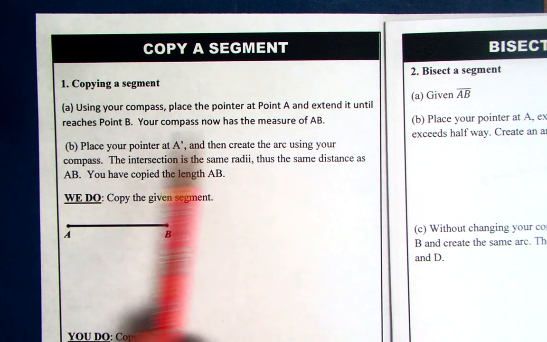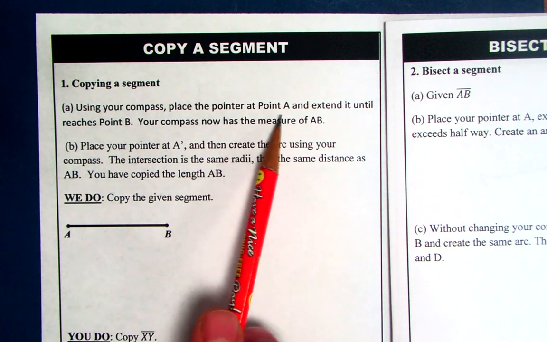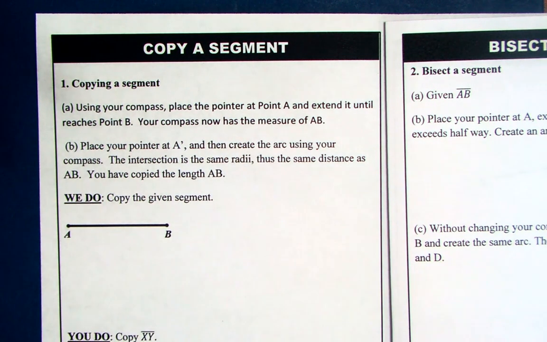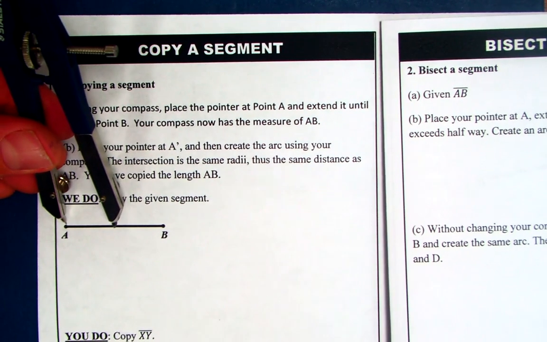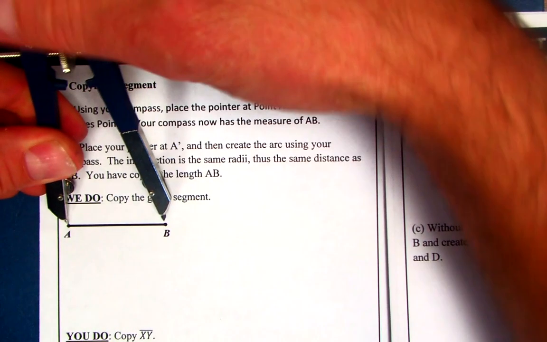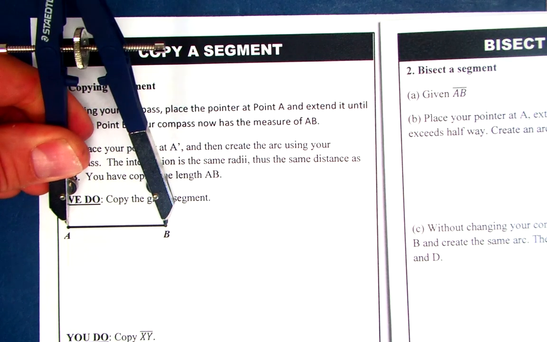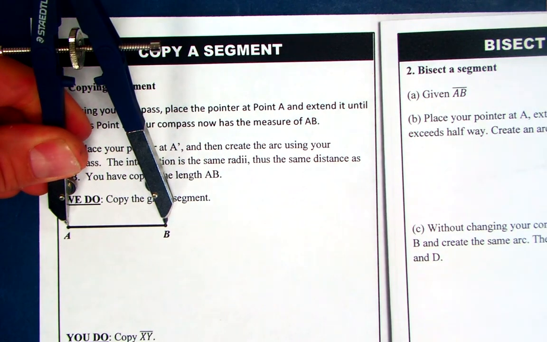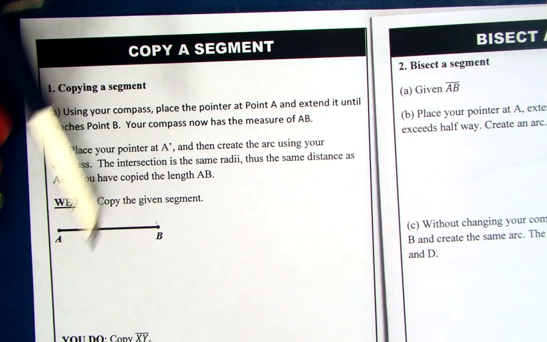We're going to use a compass. We're going to place the pointer at point A and extend it until it reaches point B. So all we're doing here, this is how we measure using a compass. Right, and so that's the measurement of segment AB. Okay, so now your compass has that measure.